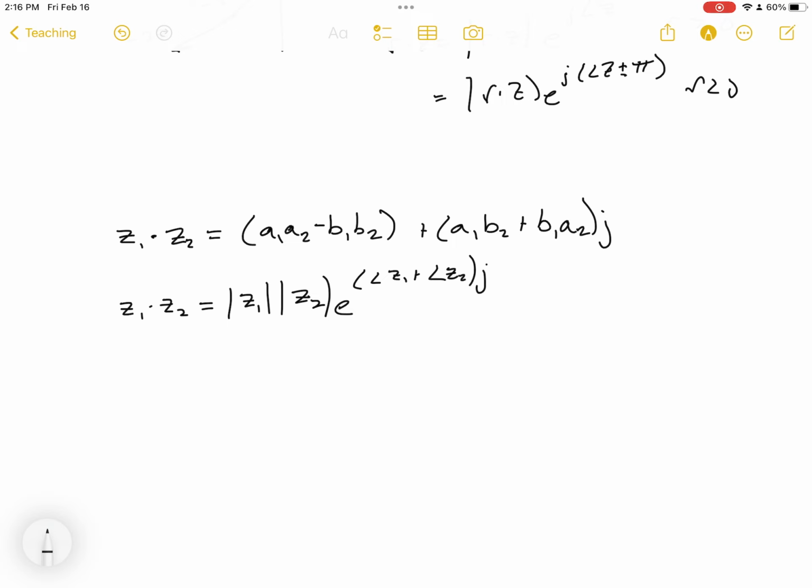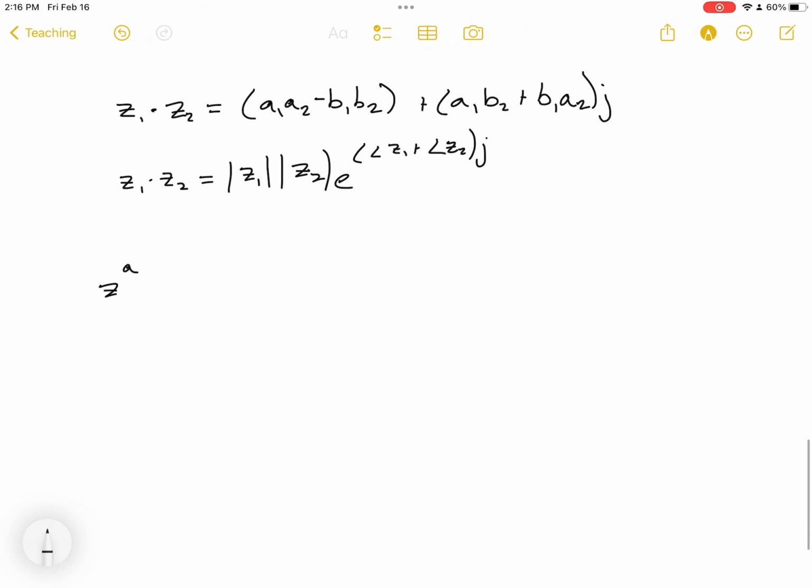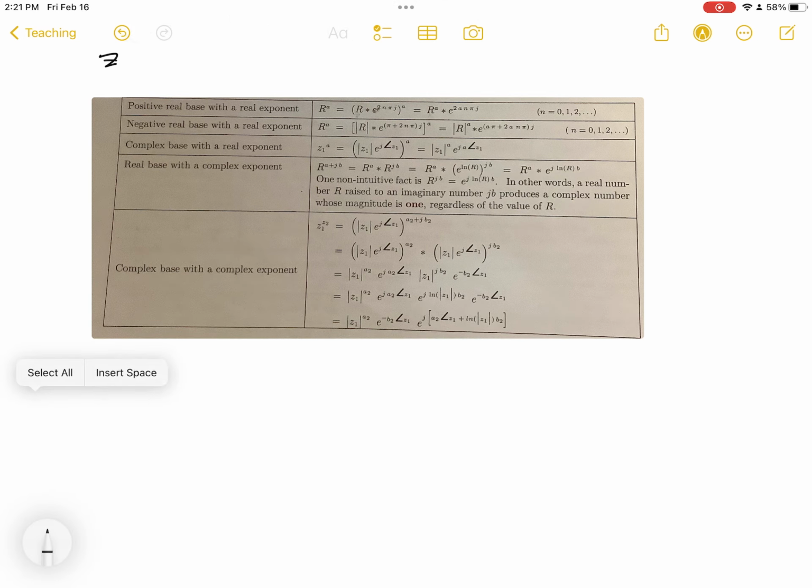We'll go through a few examples of exponentiation of complex numbers. So we can raise z to some exponent a. There's a few examples given here in the book. Let me add a picture of these rules. So we have a few different possible combinations. If we have a positive real base with a real exponent, that is r to the a. Let's just skip to some examples here.